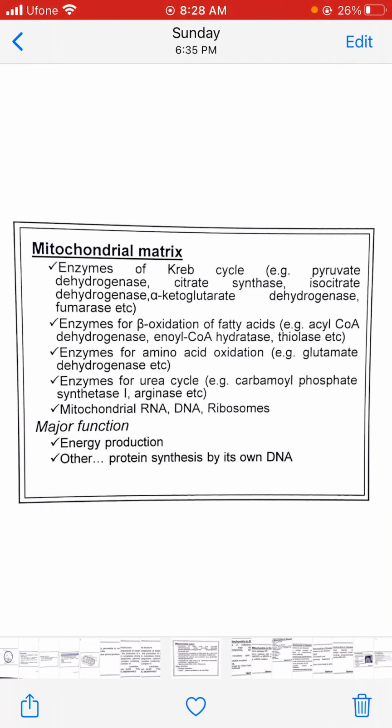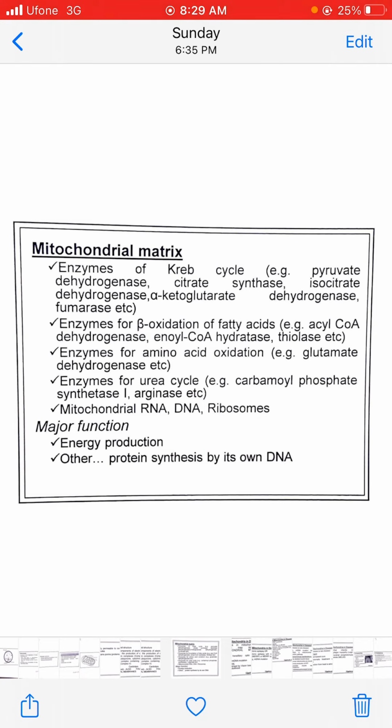Then comes the mitochondrial matrix. As I discussed earlier, the mitochondrial matrix is specialized for different metabolic pathways like the Krebs cycle. Pyruvate dehydrogenase is there, citrate synthase is there, isocitrate dehydrogenase, and other dehydrogenases and fumarase are also present.